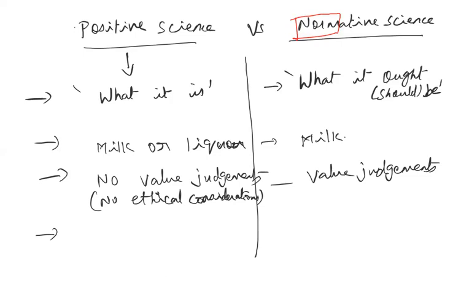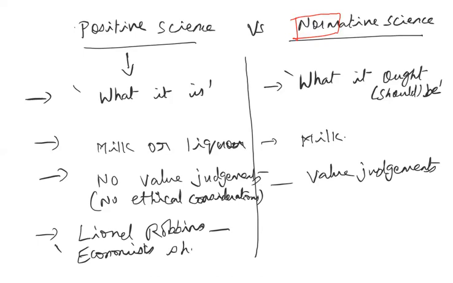And Lionel Robbins was the economist who favored economics as a positive science. According to him, this is his motto, economists should be neutral between ends. Neutral means they are in the middle. They are not saying liquor is bad and milk is good. No partiality here. That's why economists should be neutral between ends. Ends here means the wants of human beings. This is Lionel Robbins' opinion.